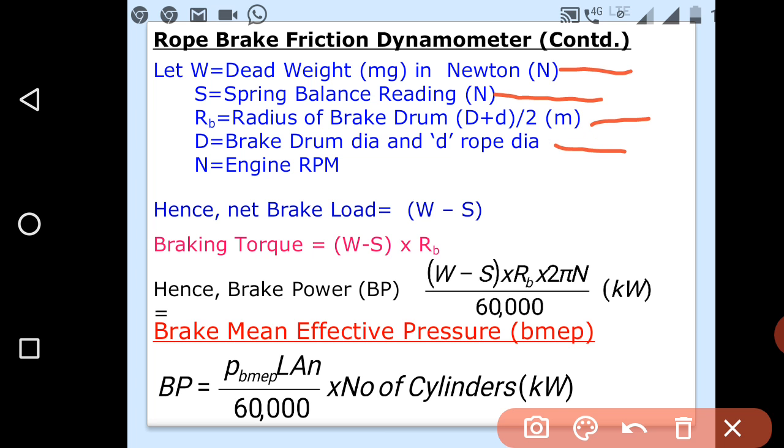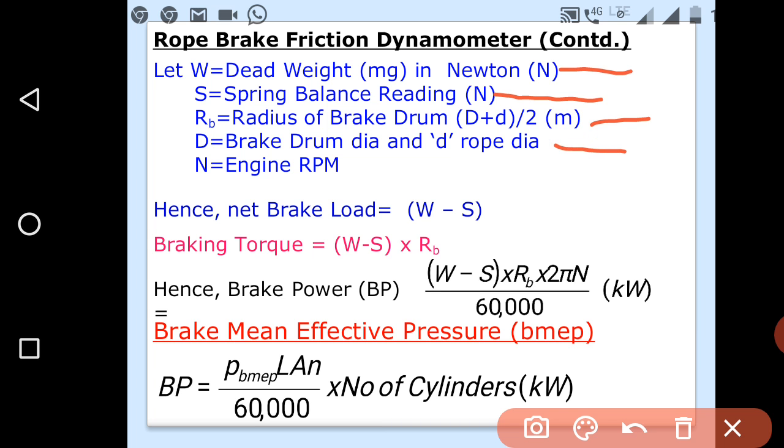For finding the torque acting on the flywheel, we have to find the radius, and that radius will include the radius of the drum as well as the radius of the rope, through which that torque is acting on the drum, so that with the help of that we can find out the power produced by the engine.